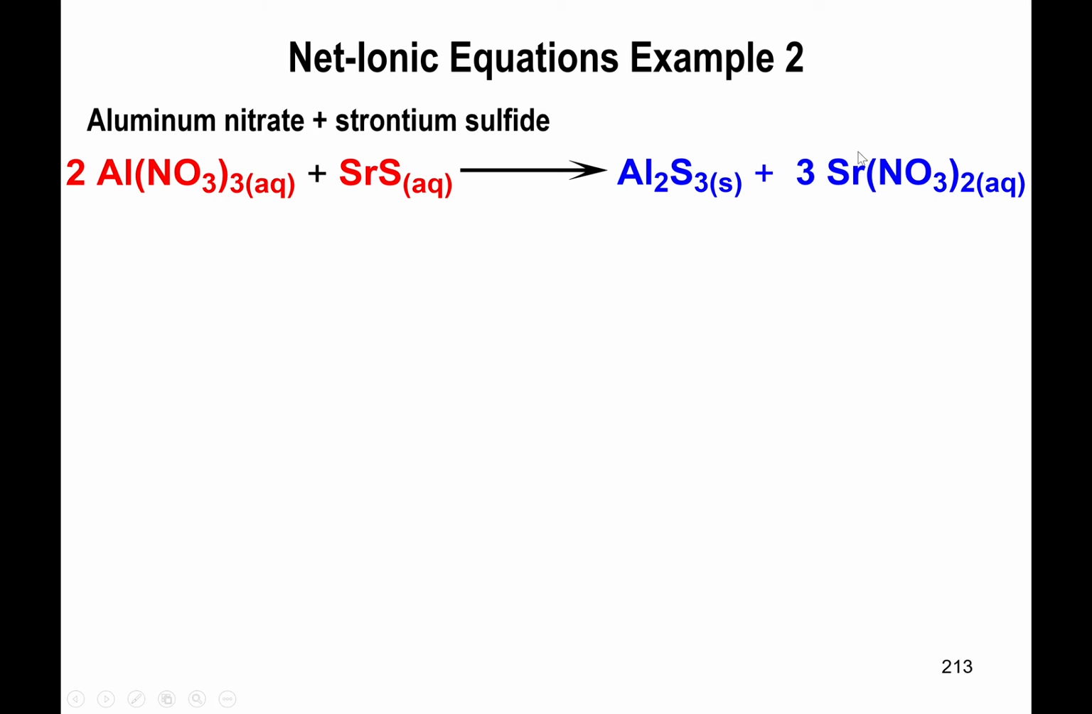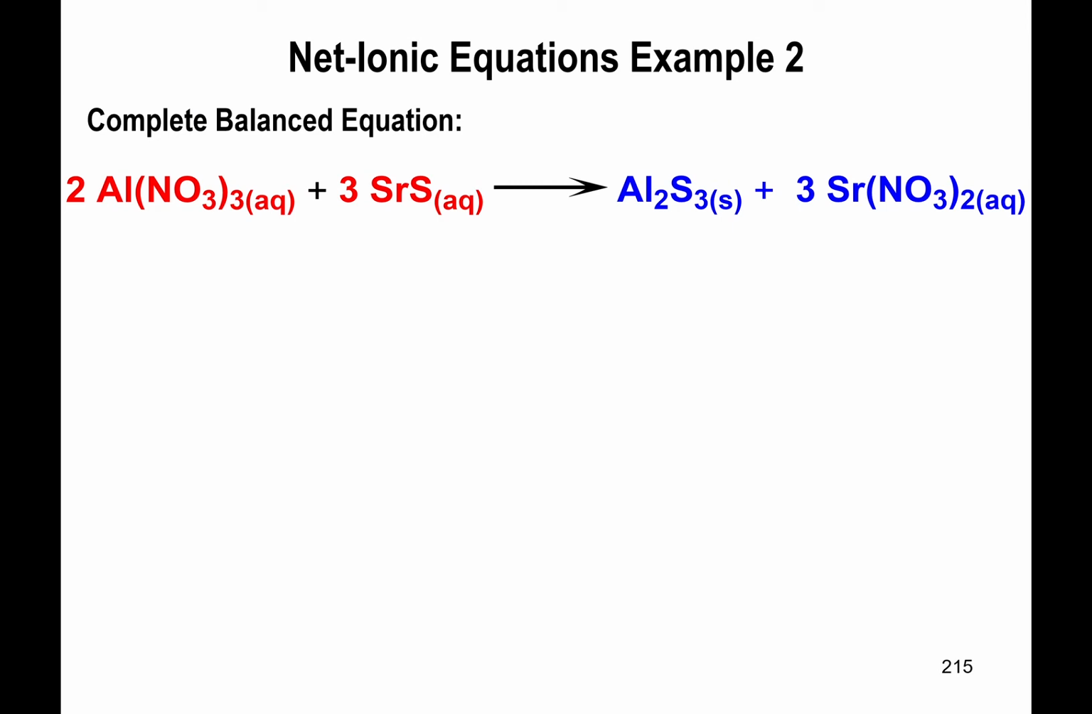We do have 3 strontiums on the right side of the equation, only 1 on the left side, so we place a 3 in front of strontium sulfide. That does change the amount of sulfurs. We now have 3 on the left side, and as it turns out to be the case, we also have 3 sulfurs on the product side, so the equation is balanced. This is a complete balanced equation.